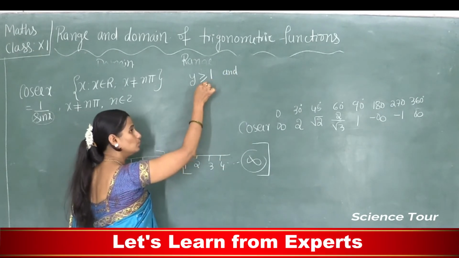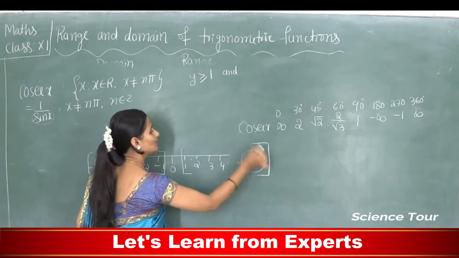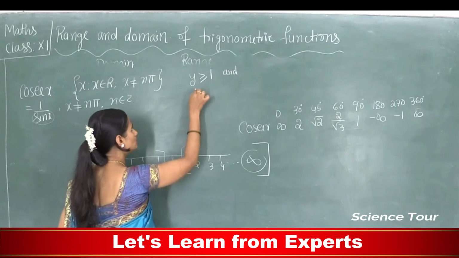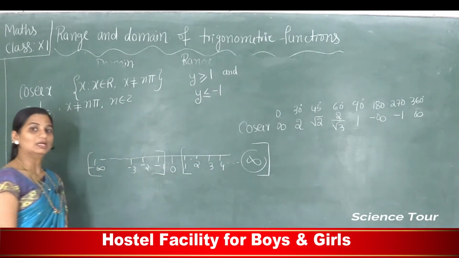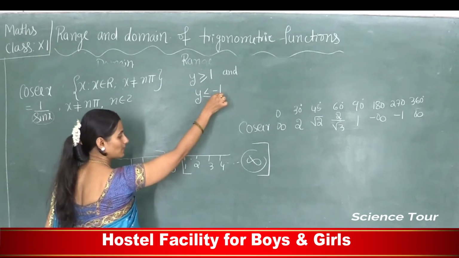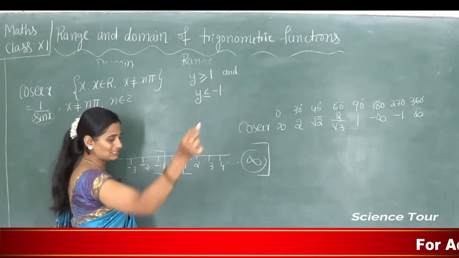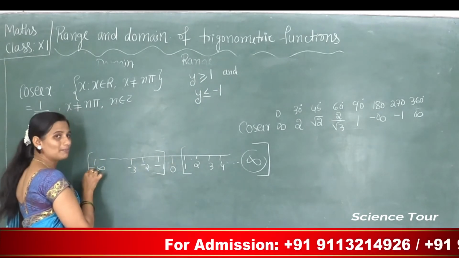1, 2, 3, 4, 5, 6, 7, 8, 9. Next one is y is less than or equal to minus 1. So y is less than or equal to minus 1 means the maximum is minus 1. It does not cross minus 1. So minus 1, next minus 2, minus 3, minus 4 till minus infinity.